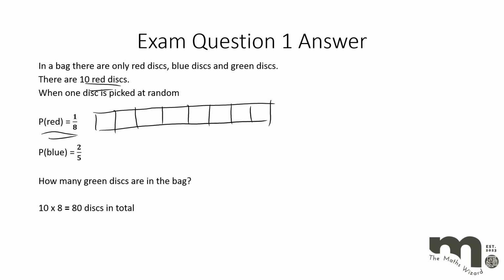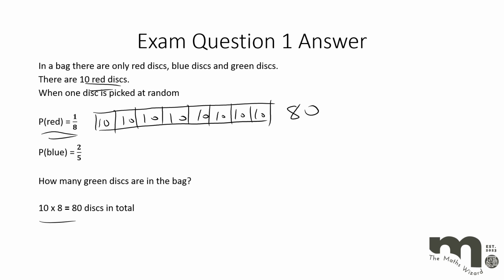So we know that every single part of this little block here, so every 1/8, is worth 10, and we've got 8 of those that make all of the discs, so that's why we end up with 80 there, which is why I've done 10 times 8. If you knew there was 80 and you knew the probability was 1/8, then you would divide by 8 if you were doing it that way around.